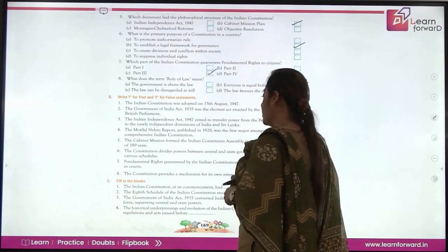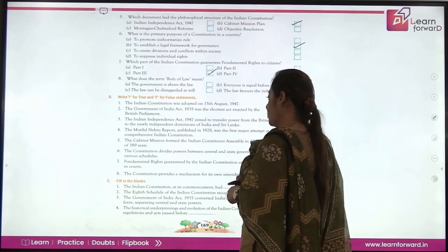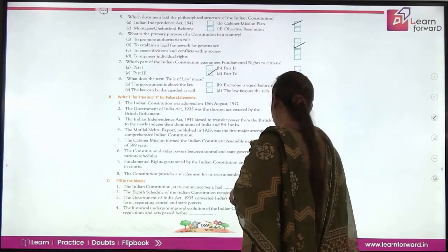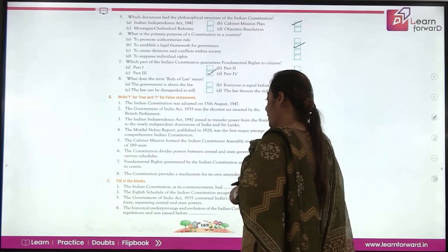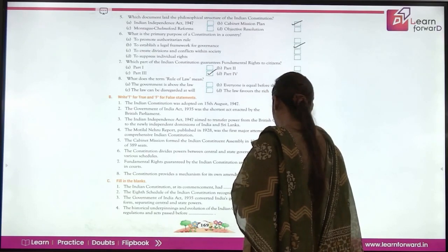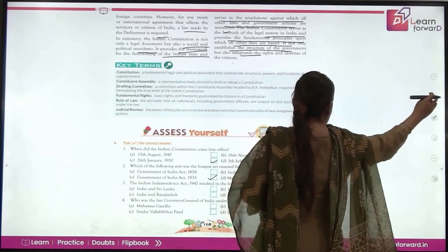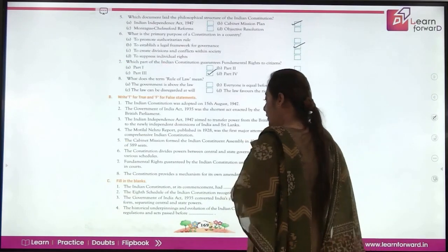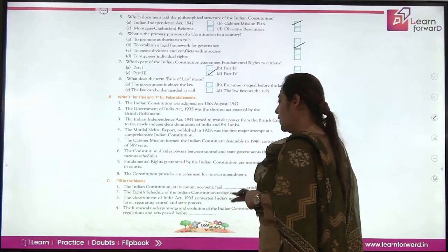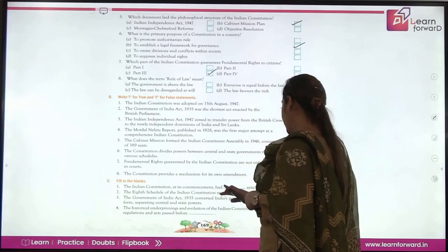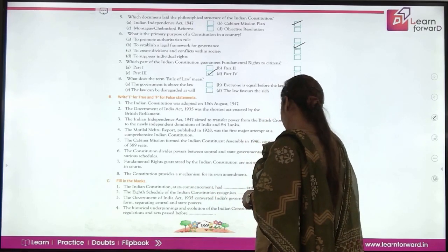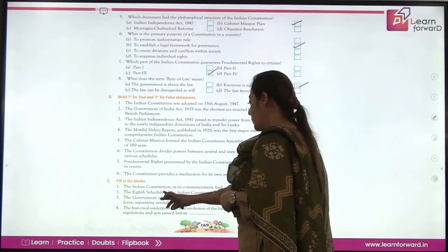Yes, the constitution divides powers between central and state government through various schedules. Then, the fundamental rights guaranteed by the Indian Constitution are not enforceable. Wrong. Then, the constitution provides a mechanism for its own amendment. Right. Okay. Then next question is, the Indian Constitution at its adoption had 395 articles in 22 parts. The 8th schedule of the Indian Constitution recognized 22 languages. The Government of India Act 1935 converted the Indian government into a federal form, separating central and state powers.